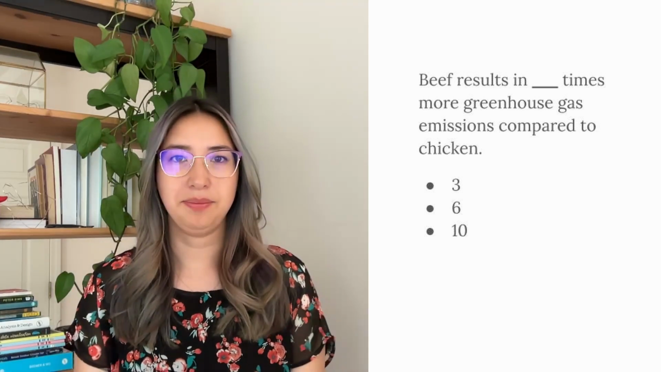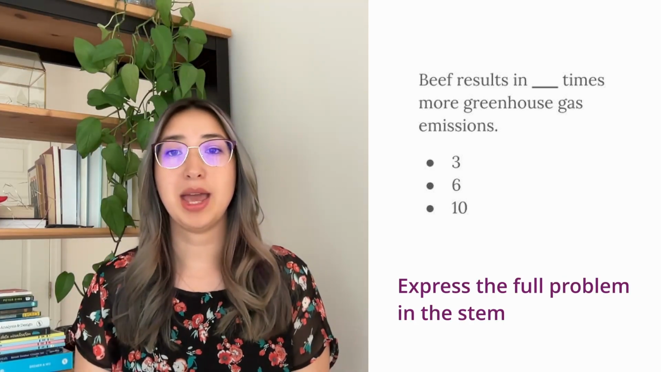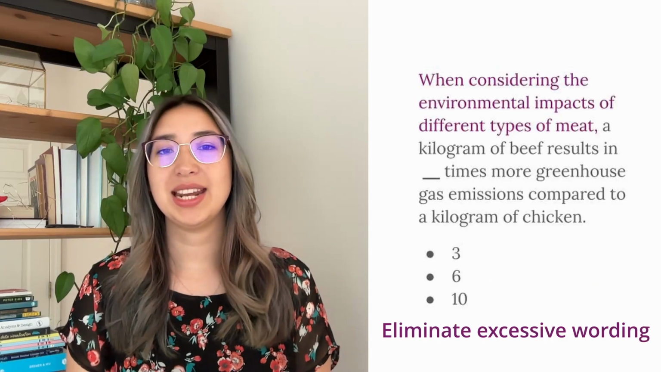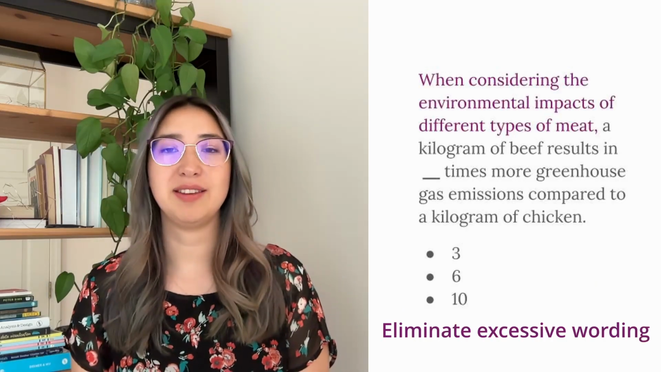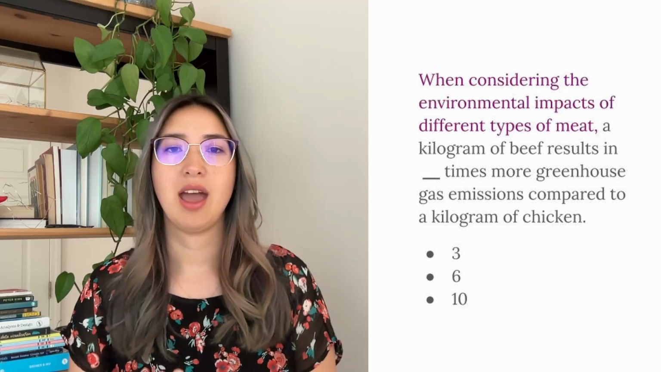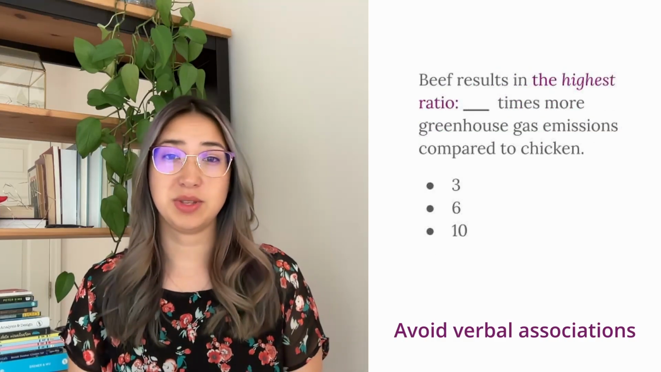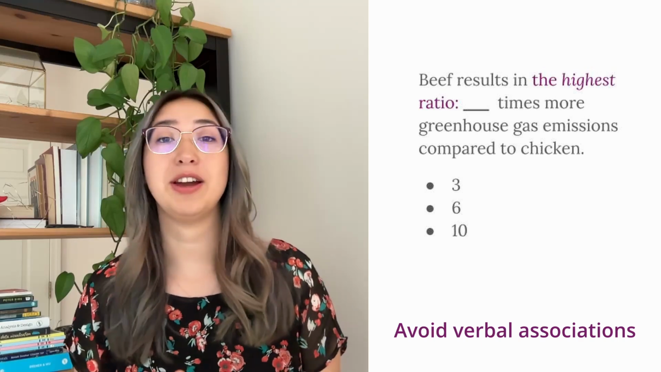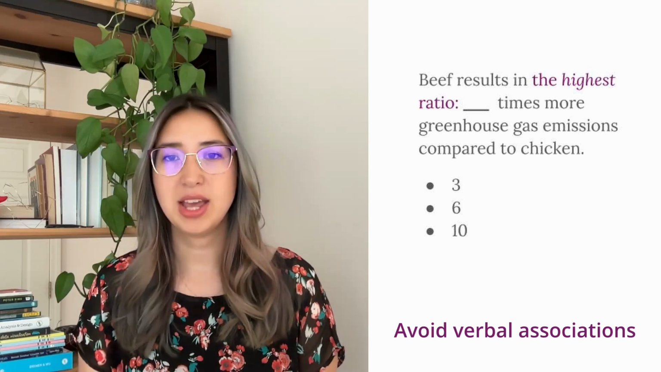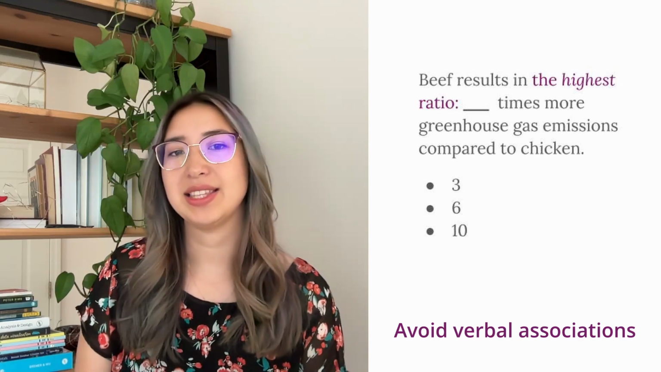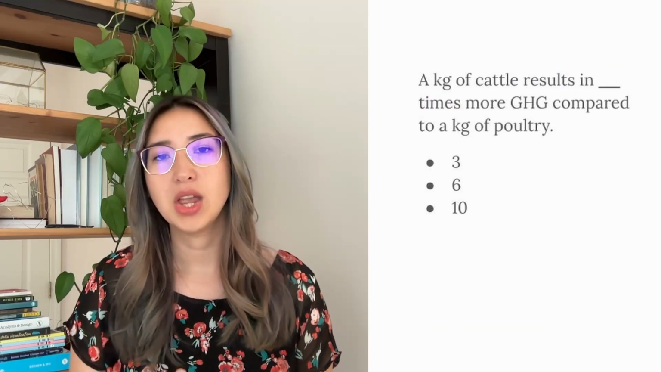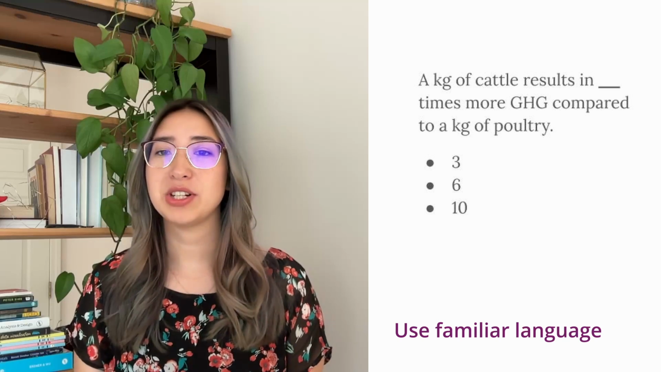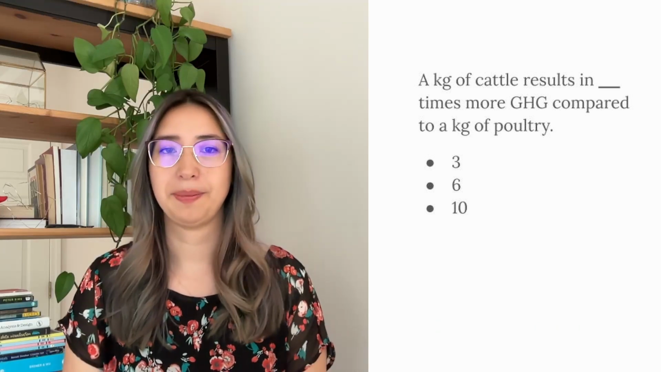For the stem, you should express the full problem and put all relevant material in the stem. Eliminate excessive wording and irrelevant information from the stem. Avoid giving verbal association clues from the stem. If the correct answer uses words that are very similar to words found in the stem, students are more likely to pick it as the correct answer. You should use familiar language. Avoid using unfamiliar expressions or esoteric terms.